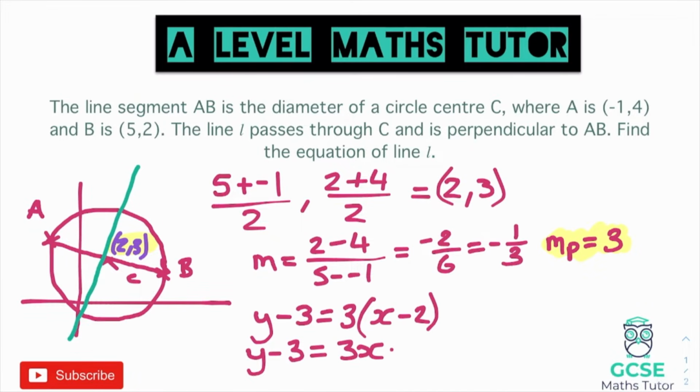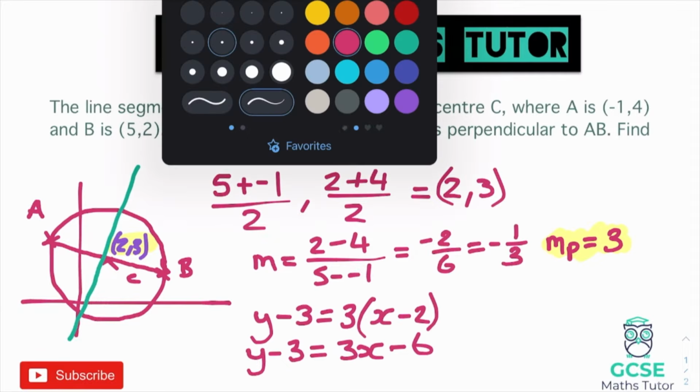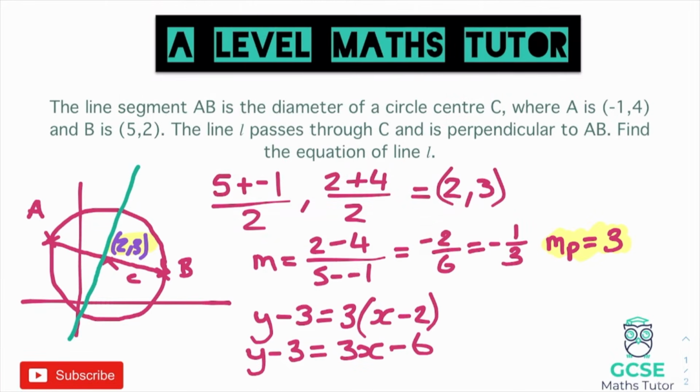And then, of course, to finish this off, we want it just to say y equals, so add 3 to both sides. There we go. And we get y is equal to 3x minus 3. And that is the final line equation, and that is the equation of our perpendicular bisector passing through the midpoint of AB.